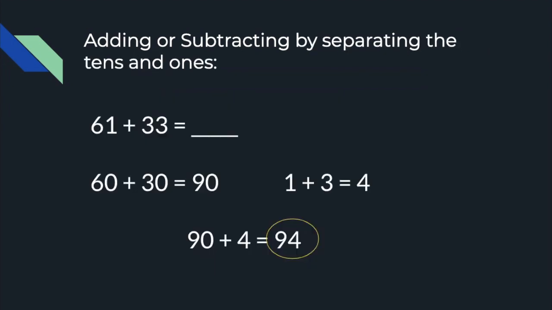And we've also got the one that we've been working the most on, which is adding or subtracting by separating our tens and our ones. So if we take a quick look at this equation, 61 plus 33, we're separating our tens. So 60 plus 30 is 90. From our ones, 1 plus 3 is 4. Then you add those together, 90 plus 4 equals 94.